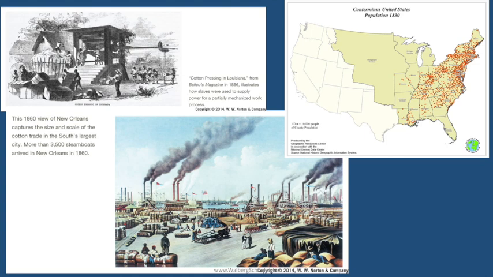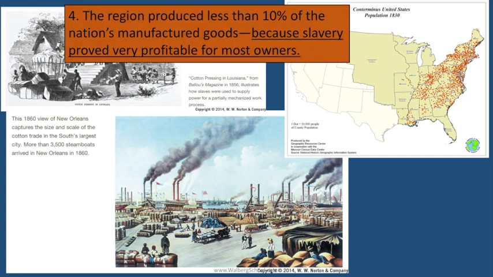In the Lower South, the economic growth pattern was very different. Take, for instance, the city of New Orleans. It was the only city of significant size in the South. Most of the South was not an urban center. New Orleans was the only exception to that, and it was a gathering point for cotton and sugar. The port of New Orleans was the world's largest exporter of slave-grown crops. The region produced less than 10% of all of the nation's manufacturing goods because slavery made agriculture so profitable for slave owners that the South never developed any kind of industry.